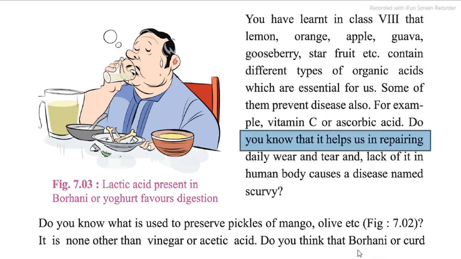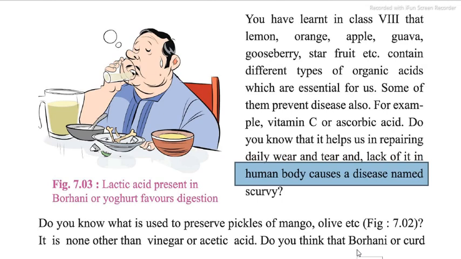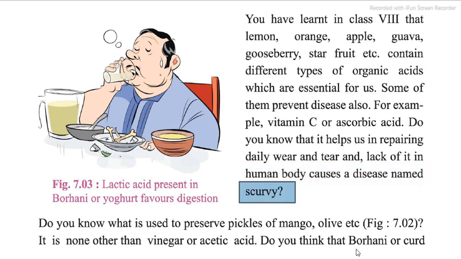Do you know that it helps us in repairing daily wear and tear, and lack of it in the human body causes a disease named scurvy? What is scurvy? Scurvy is a disease caused by a deficiency of vitamin C or ascorbic acid. The initial symptoms of the disease are weakness, fatigue, and pain in the limbs. Lemon or sour fruits act as an antidote to this disease.